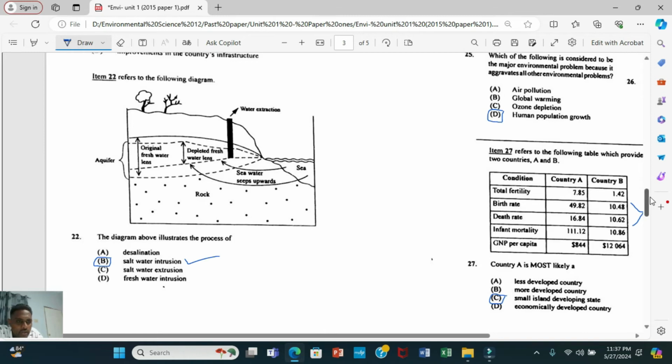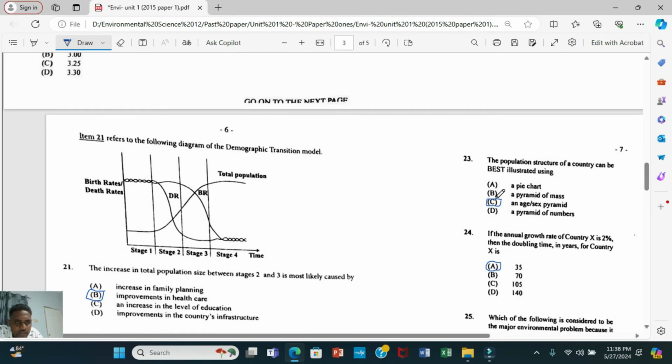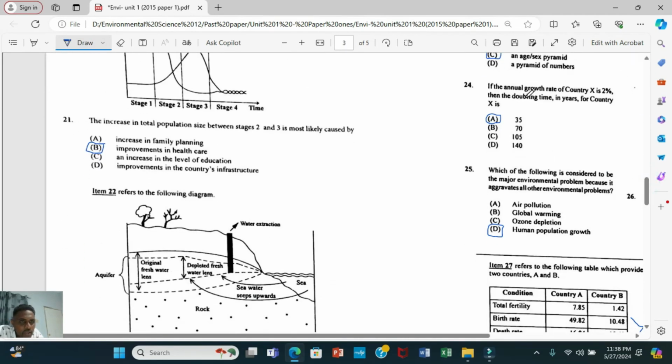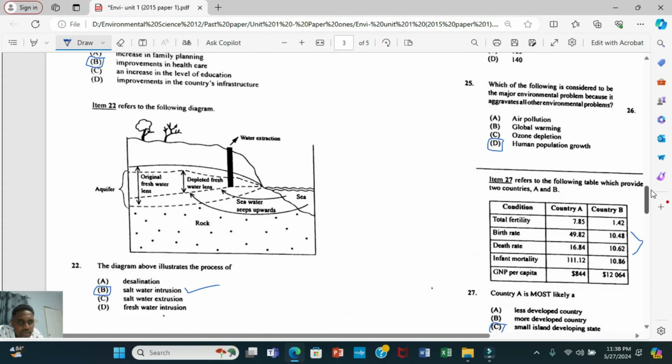All right. 23. The population structure of a country can be best illustrated by using, the answer is C, age and sex pyramid. 24. If the annual growth rate of country X is 2%, then the doubling time in years for country X is 35 years. A is the answer. 25. Which of the following is considered to be the major environmental problem because it aggravates all other environmental problems? The answer is human population growth.